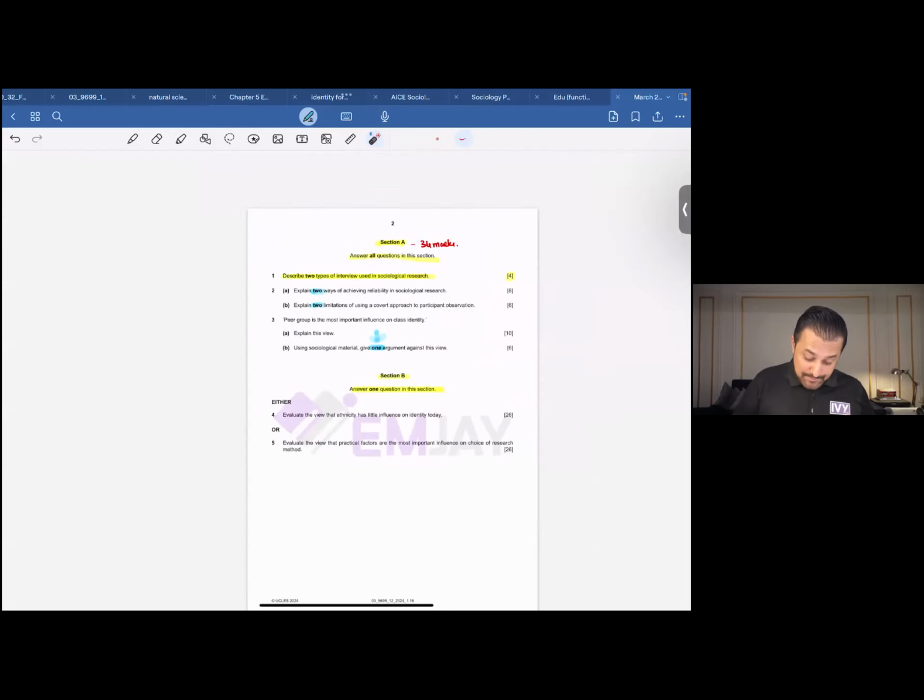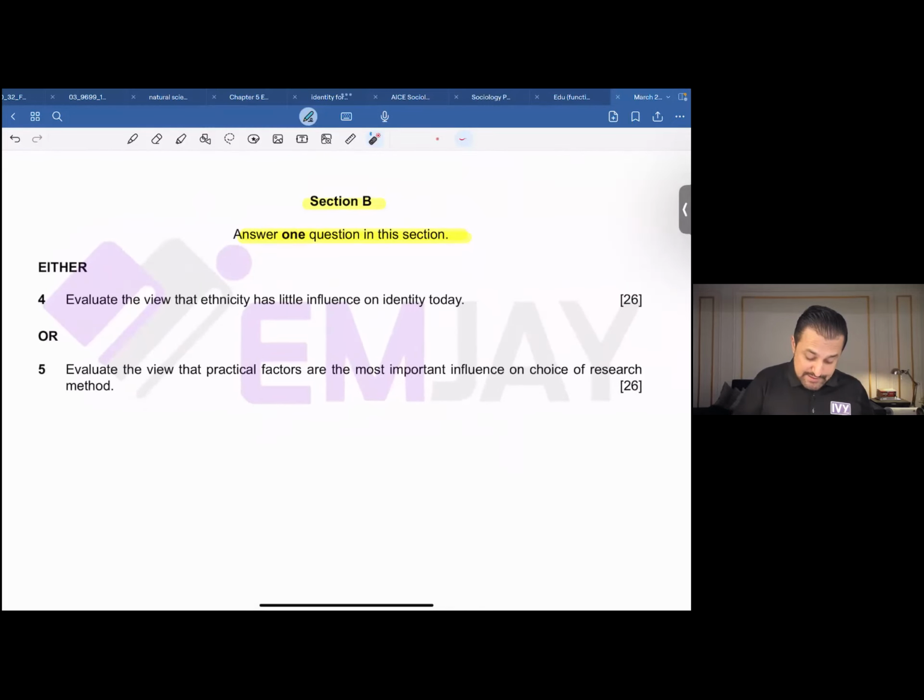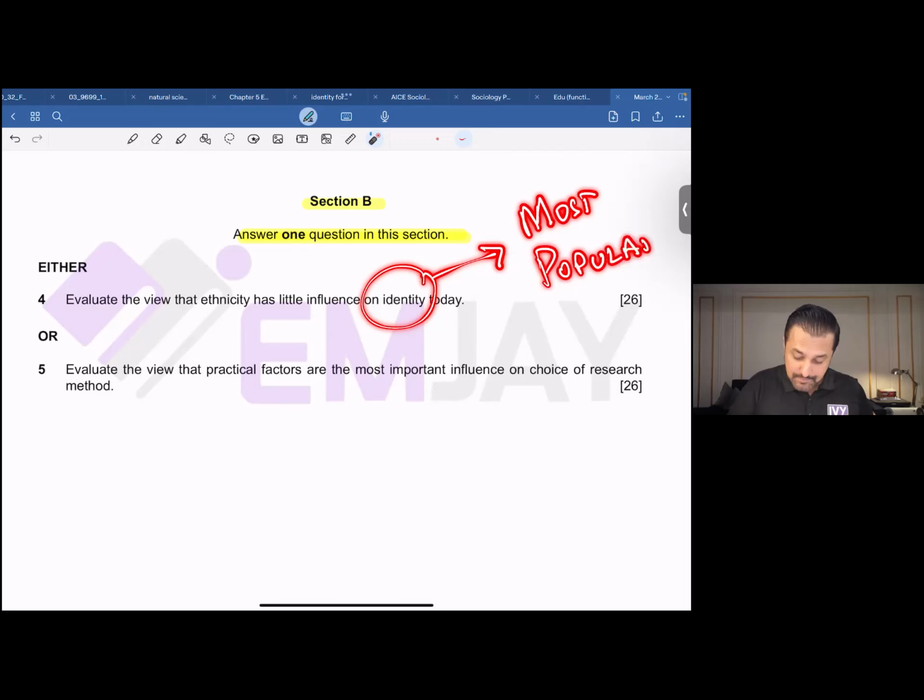So moving on, I'd like to explain this first question to you. Evaluate the view that ethnicity has little influence on identity today. Identity, my dear, is the most popular topic when it comes to paper one. Have a look at the markings, have a look at the past papers. You probably do have an idea about this. The amount of questions you've had on identity are more than the amount of questions you've had on any other topic.